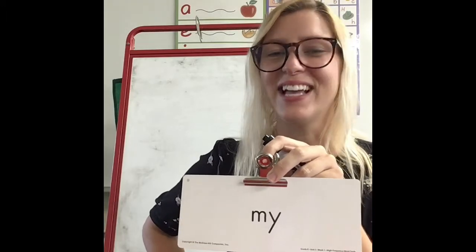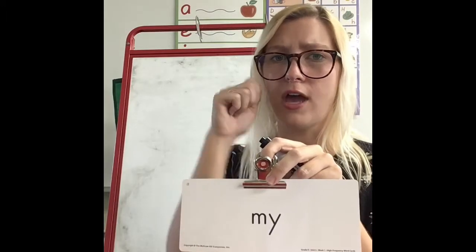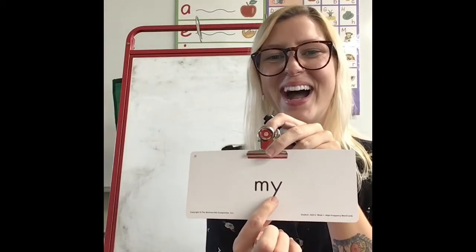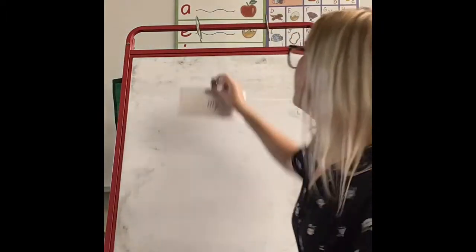My. Great job, kindergartner. Let's try spelling it like a sad baby. Ready? M-Y. My. Good work. Let's try it one more time. Let's spell it like an opera singer. M-Y. My. Great work. This is the word my.